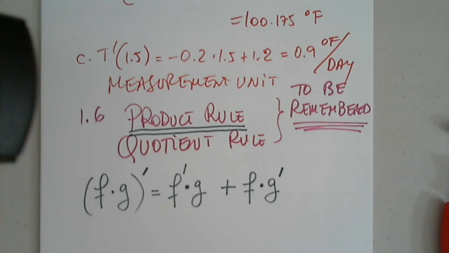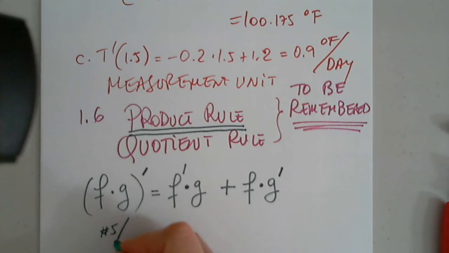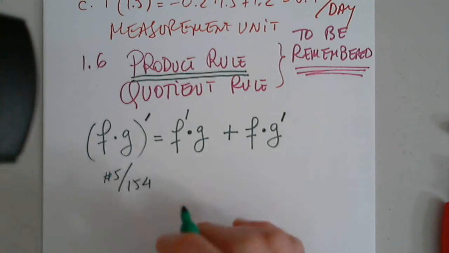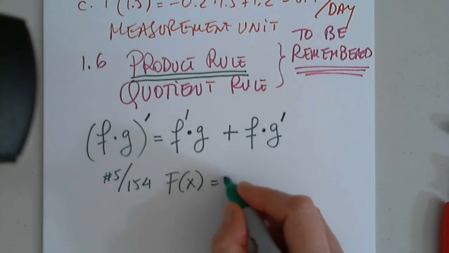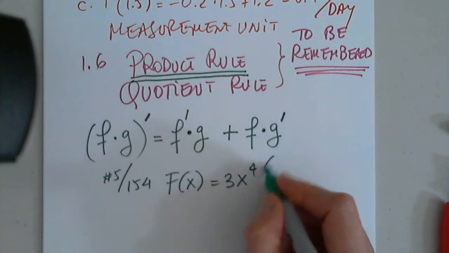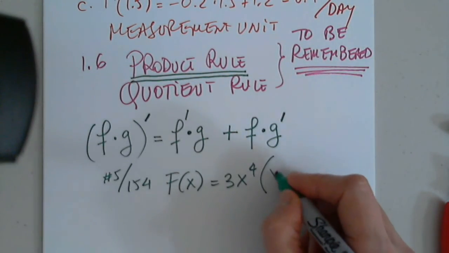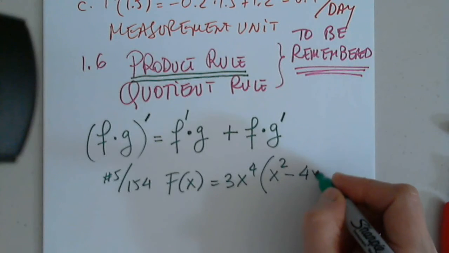And I know I'm down to 5 minutes. As a token of respect, I'll finish in 5 minutes, promise. But I want to show an example. Number 5 on page 154. We are given a function uppercase F equals 3x to the fourth, multiplied by x squared minus 4x.